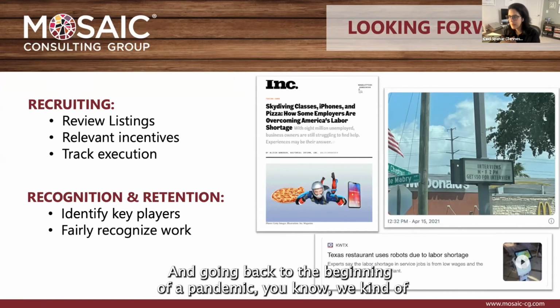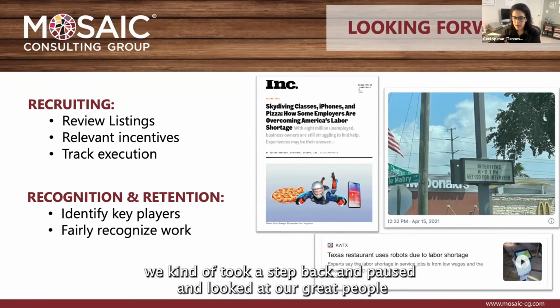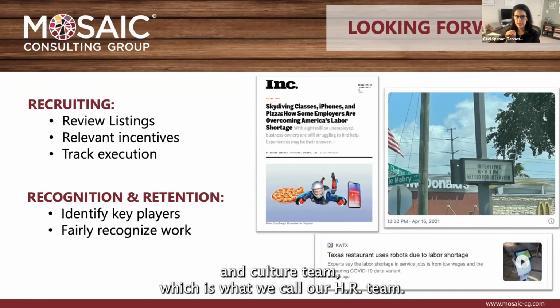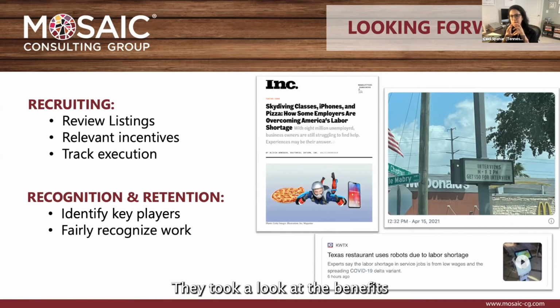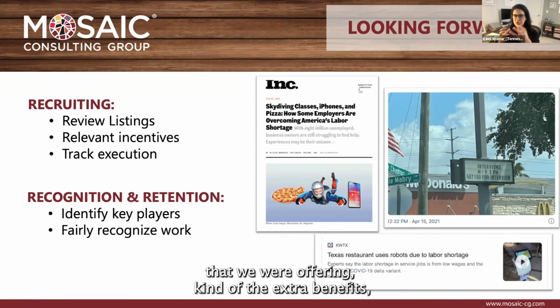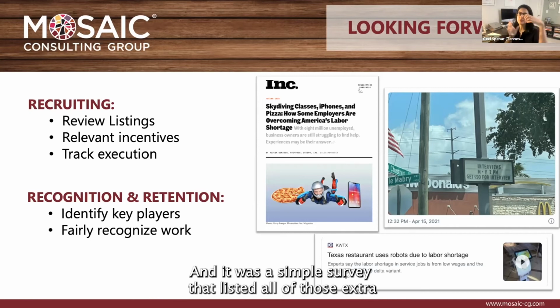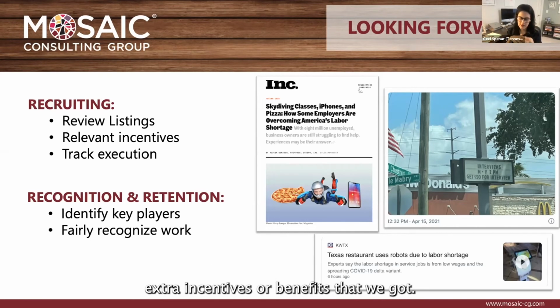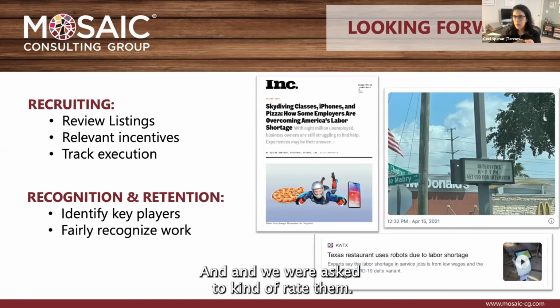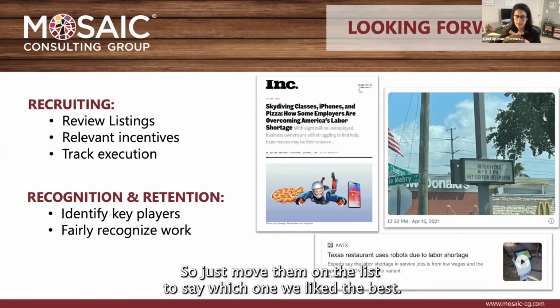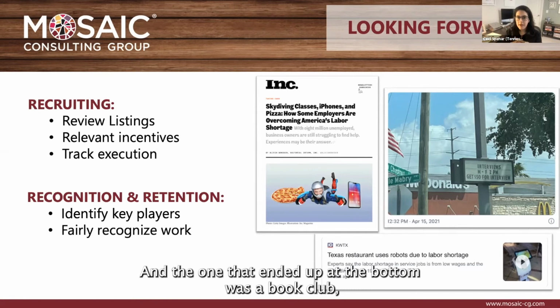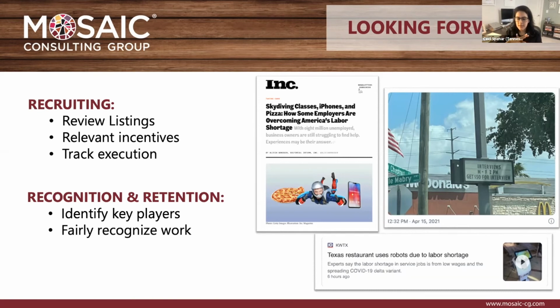And going back, at the beginning of the pandemic, we took a step back and paused, and our great people and culture team, which is what we call our HR team, took a look at the benefits that we were offering, the extra benefits. And they sent out a survey using the tool UKG Pro Employee Voice. It was a simple survey that listed all of those extra incentives or benefits that we got, and we were asked to rate them, just move them on the list to say which one we liked the best. And the one that ended up at the bottom was a book club, a benefit that we had.